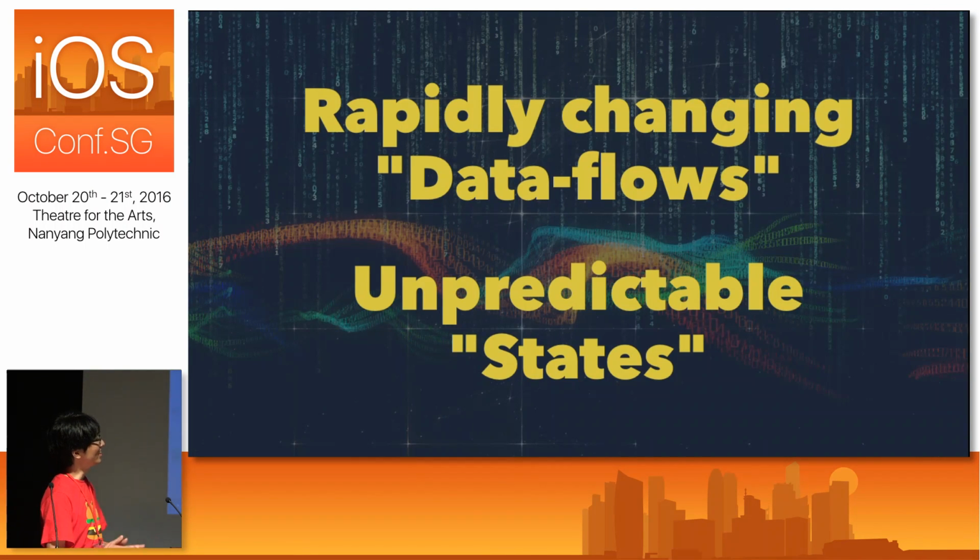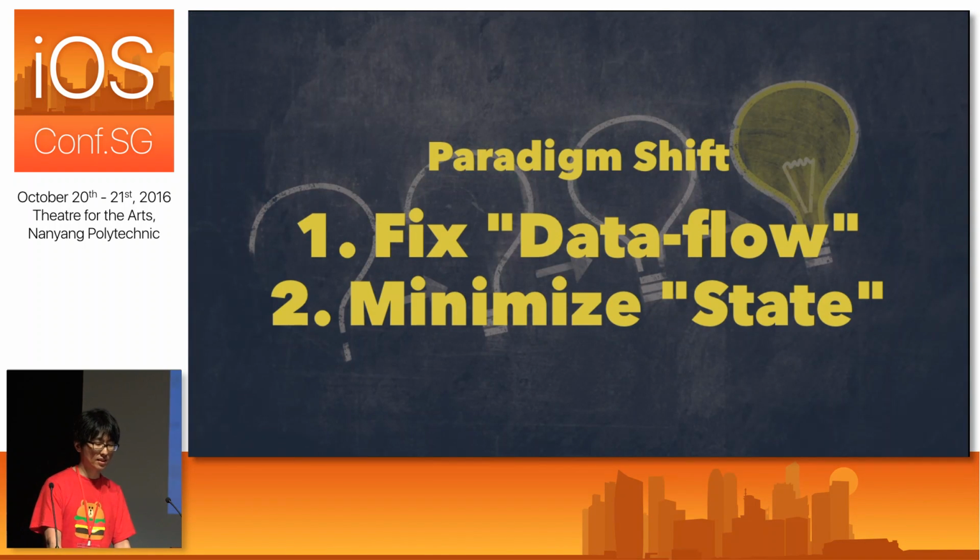So far, we have seen the data flow that is rapidly changing its shape, and we have also seen countless predictable states floating around. And it's just chaos. We have to improve this situation as soon as possible. To do that, I think we need a new way of thinking. First, we should fix the transient data flow, stabilize it. And second, we need to reduce the number of states to make it more visible and understandable.